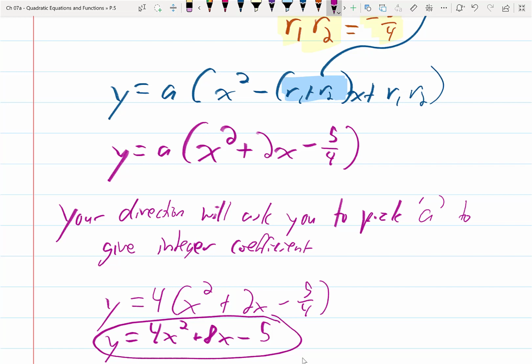Yes, no? You choose 4 because that gets rid of the fraction. You could choose any integer value you want that would get rid of the fractions. You could choose a negative 4. You could choose a negative 44. Let's just go the simplest one, just to keep it all the cleanest.